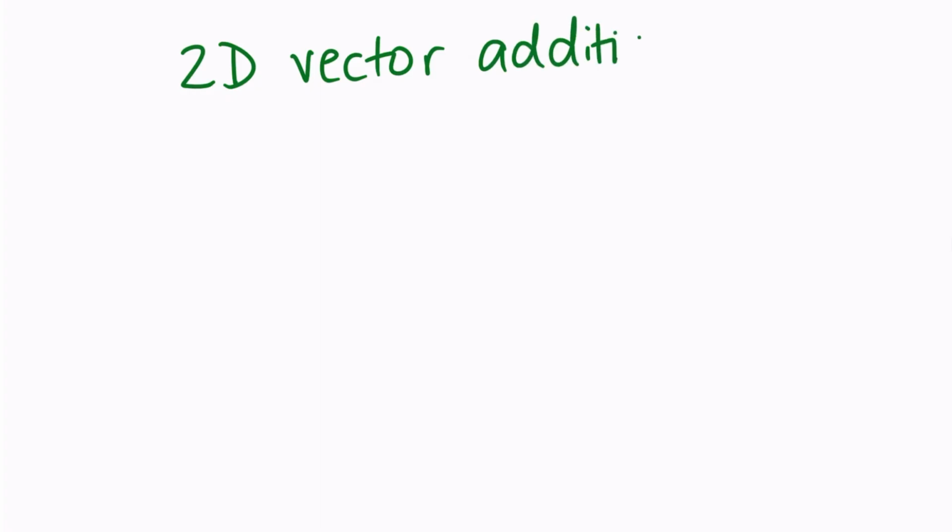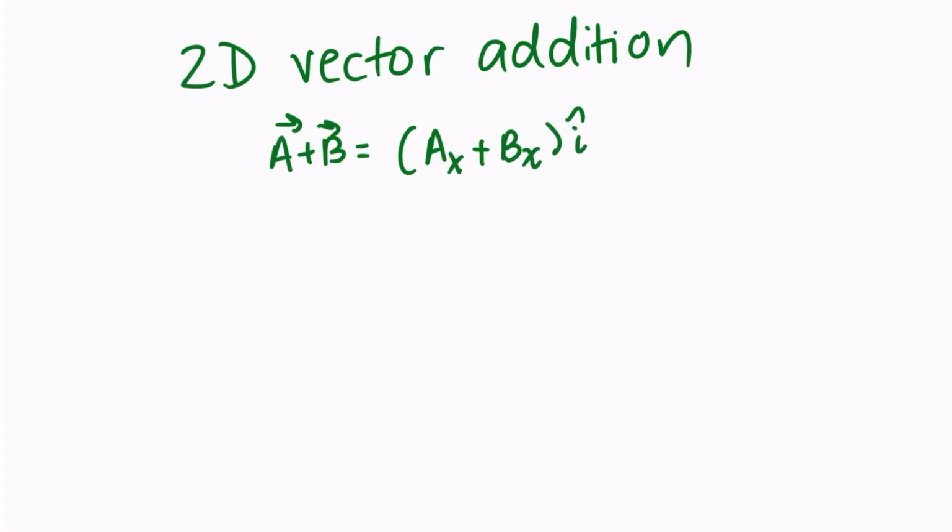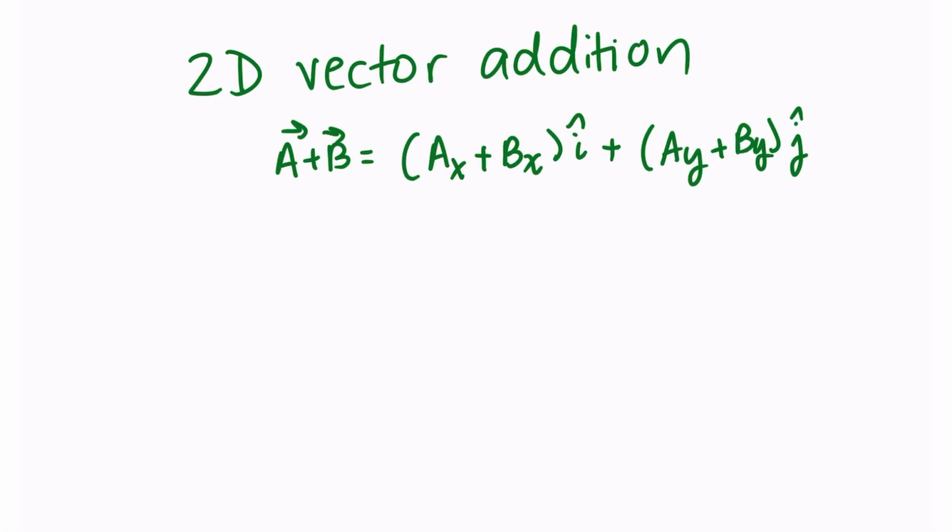Now that we have discussed 2D vectors, let's talk about 2D vector addition. One thing you can do when you're adding vectors is add their respective components. So, for example, if you have vector A plus vector B, you can add the x components of vector A and the x components of vector B together. And then you could do the same thing with the y components. So let's see how that turns out in an example.